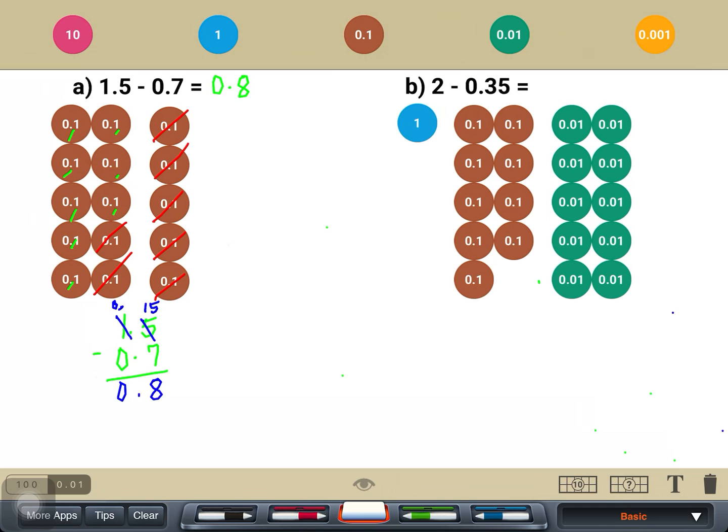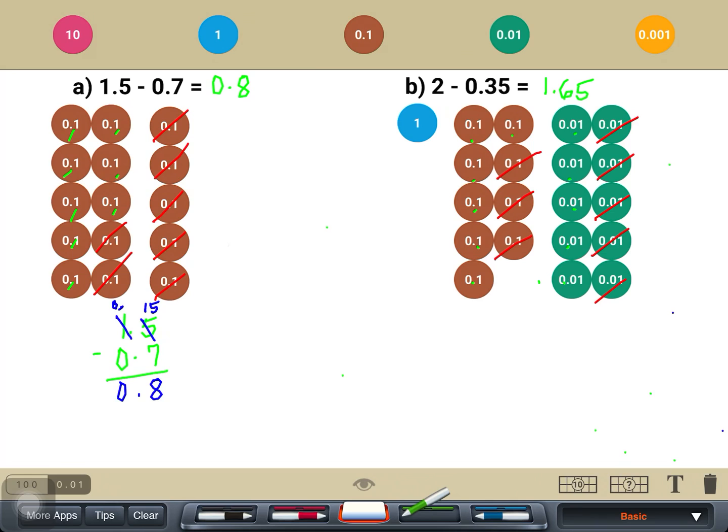Now that I have this, I can now remove 35 hundredths. So starting from the hundredths place, removing 5 hundredths, 1, 2, 3, 4, 5, and then moving to the tenths place, I will remove 3 tenths. That's 1, 2, 3, and let's just count what we have left. So we have 1 ones, 1, 2, 3, 4, 5, 6, 6 tenths, 1, 2, 3, 4, 5, 5 hundredths.